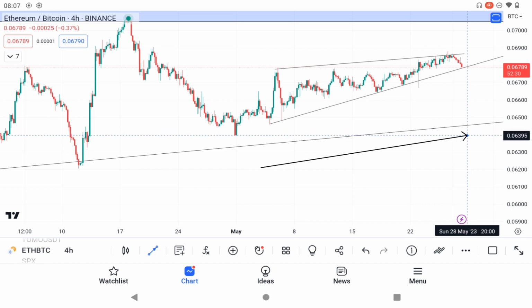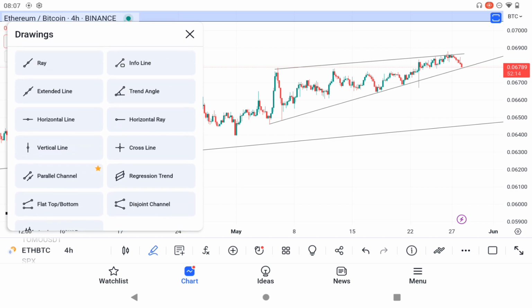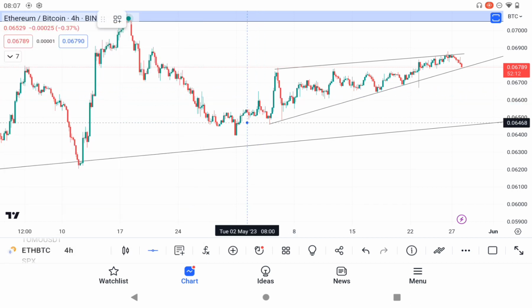And if that should happen, trust me, guys, it is more evident that we must have broken out from the symmetrical triangle. Now let's see what we're saying. Beautiful. So if we do break out from here, or let's say we do break out from here.